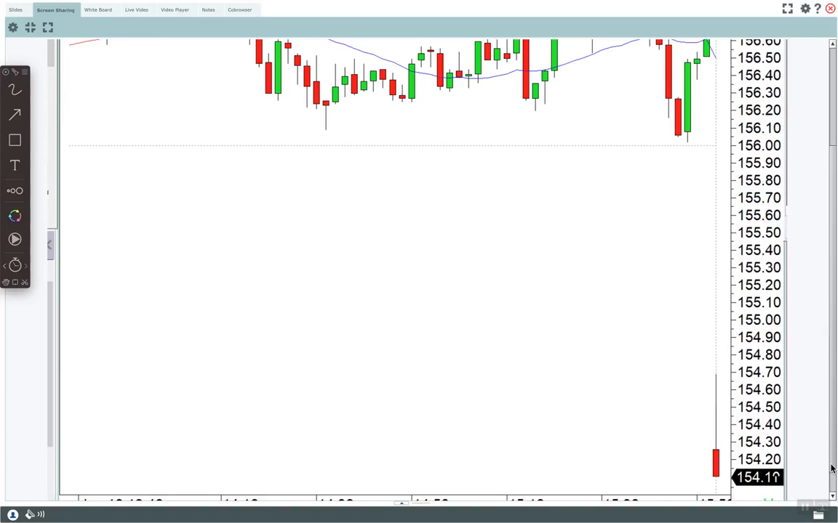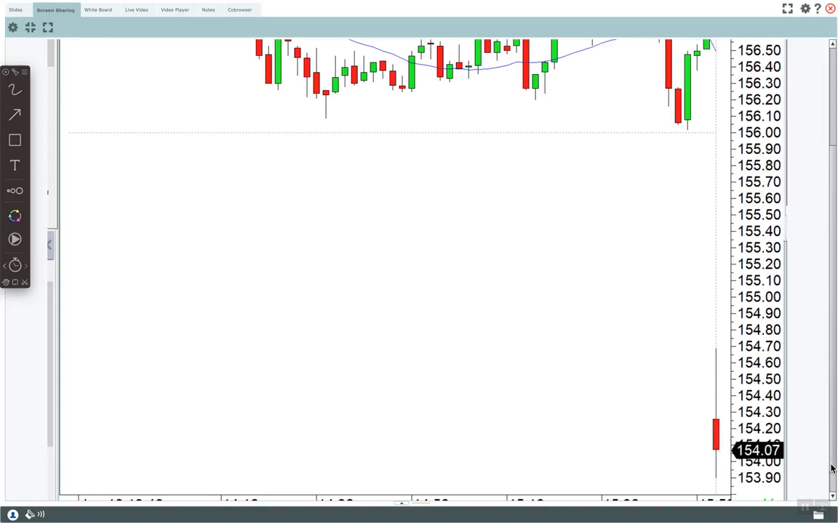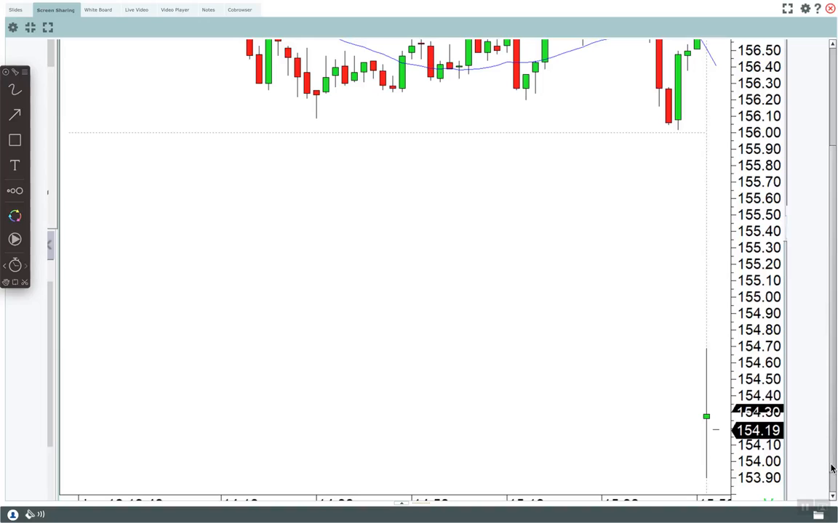Guys, I'm going for a little short here in Baba. We'll see how this works here. I only got a tiny, tiny lot here, guys. Real small. All right, so MU guys, mark off the low. Let's see what MU does if it breaks the low of the day.